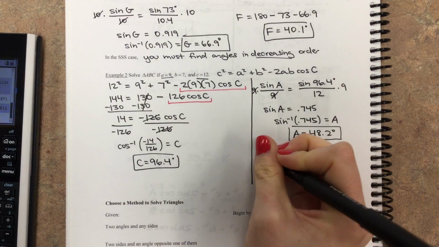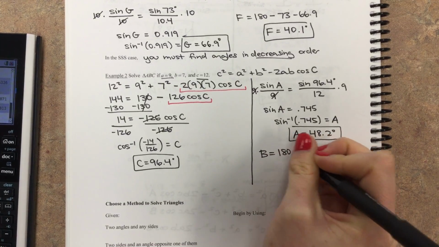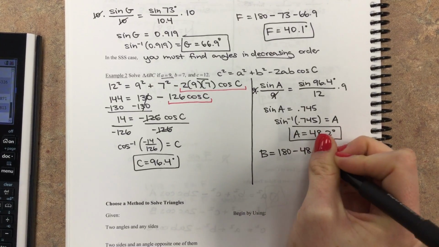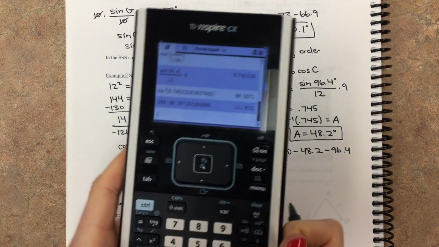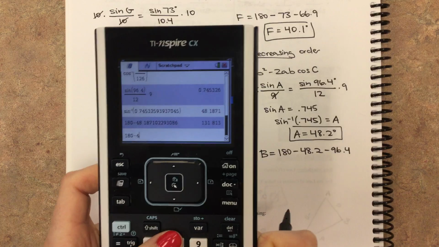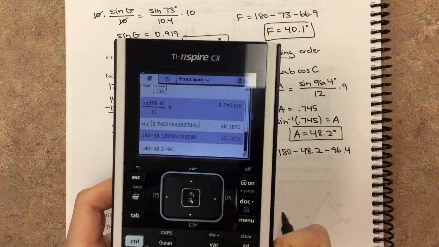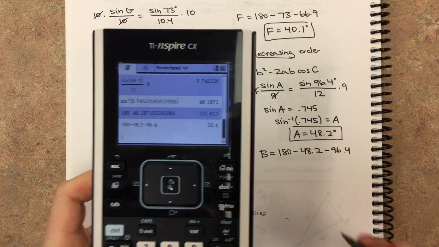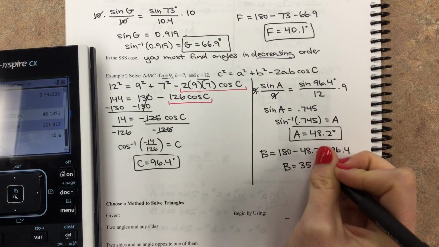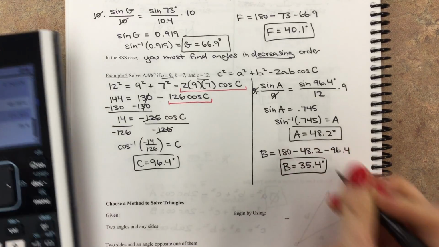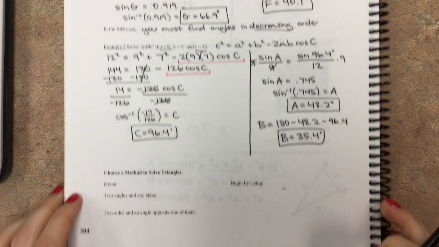And then angle B is the easiest one to find. We know that they all add up to 180. So we're just going to subtract A and then subtract C, and that will leave us with angle B, our smallest angle. Okay, so we were missing all three of these angles and we found them.